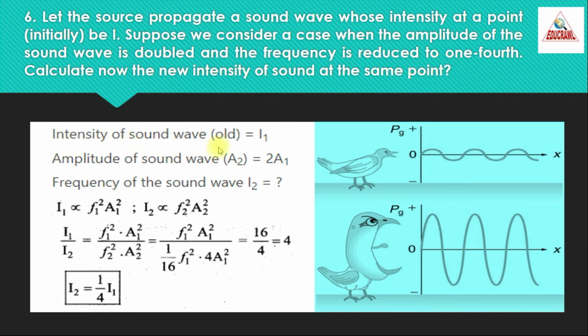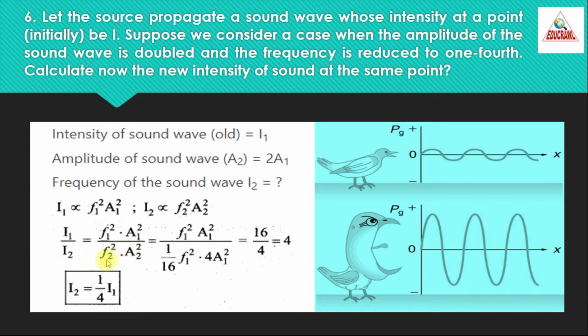So the intensity of the old sound wave is given as I1. The amplitude of the new sound wave A2 is given as twice A1. The frequency of the sound wave is what we have to find. We know the relation I1 is proportional to F1 square A1 square. Similarly, I2 is proportional to F2 square A2 square. Dividing these two equations, we have I1 divided by I2 is equal to F1 square into A1 square divided by F2 square into A2 square.